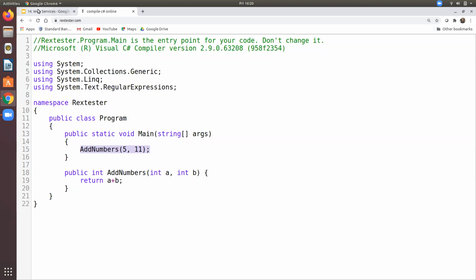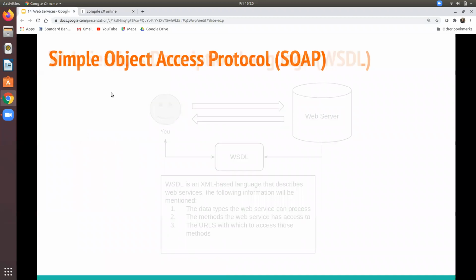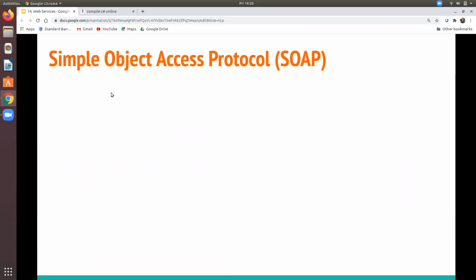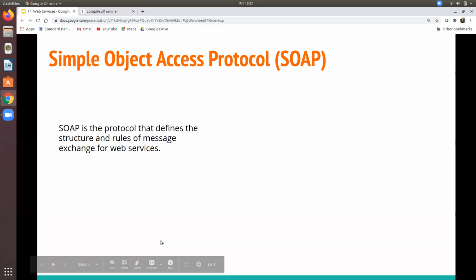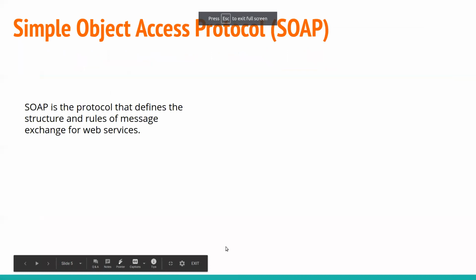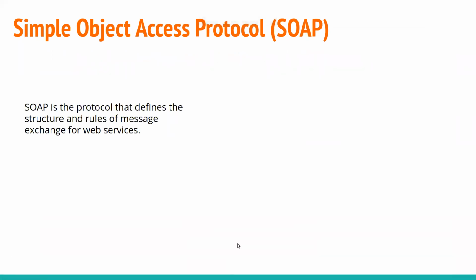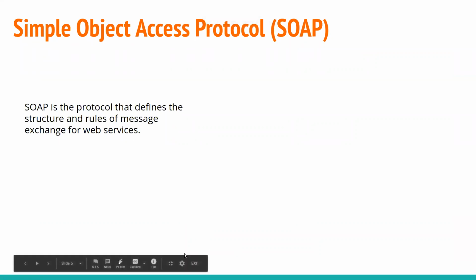And what we use for that is called SOAP. Okay, SOAP, the Simple Object Access Protocol. And again, you guys have kind of seen the structure. I pointed it out when we were looking at the web services that we created earlier, by example. But basically, SOAP is the protocol that defines the structure and rules of message exchange for web services.